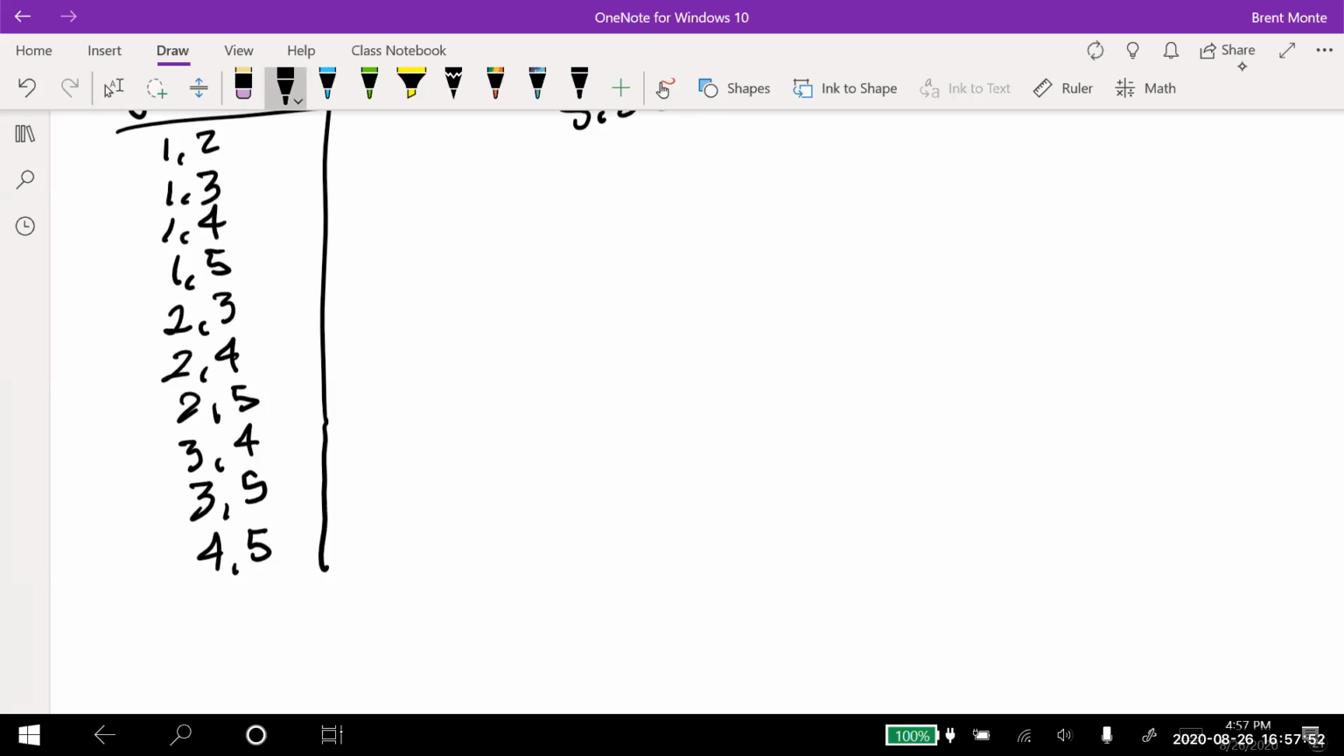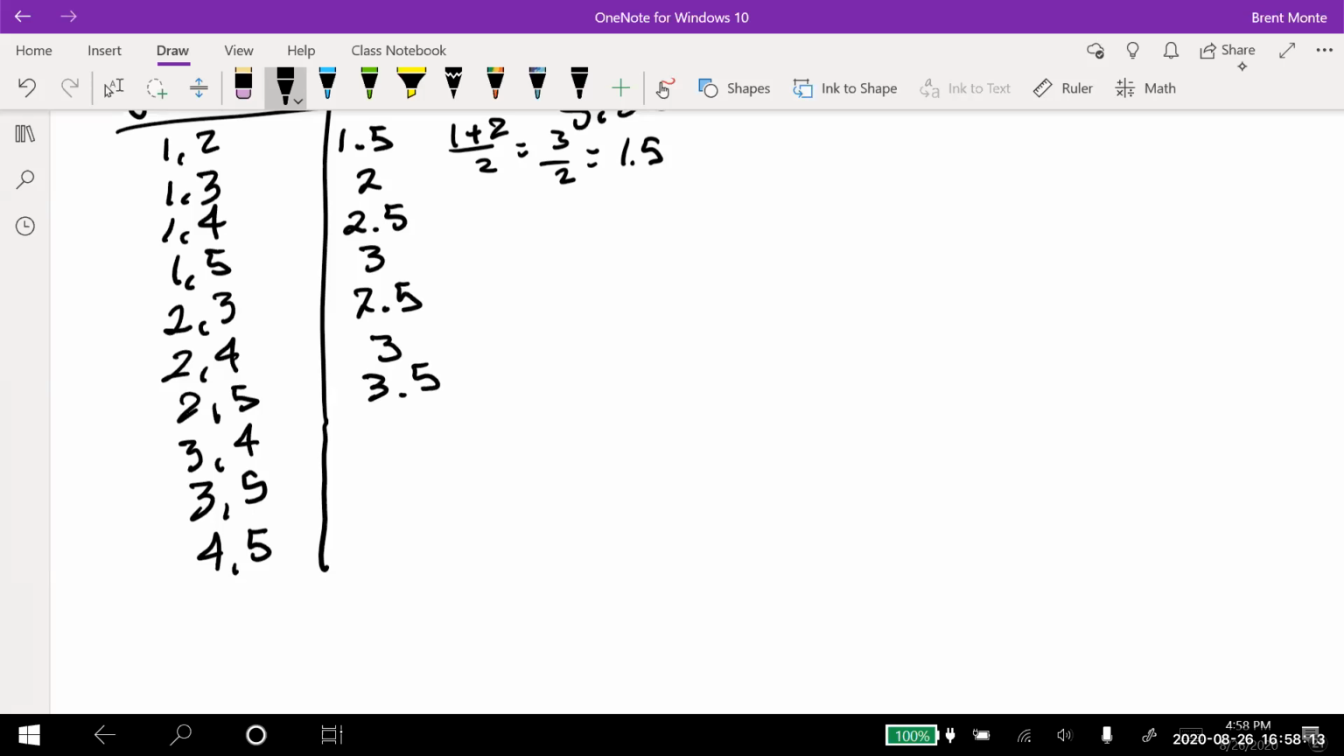Now what I'm going to do is find the mean. So for instance, in the first one, I just add them up and divide by 2. So I get 3 divided by 2, which is 1.5. And I'll do that for all of these. So 1.5, this is going to be 2, 2.5, 1 and 5 is 6, half of that is 3, 2.5, 3, 3.5, 3.5, 4, and 4.5. So those are all 10 of my possible sample means.